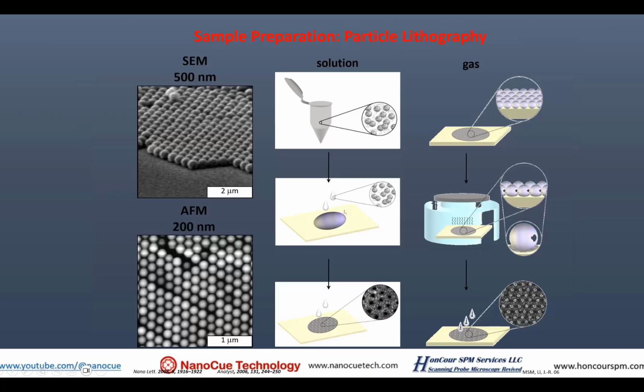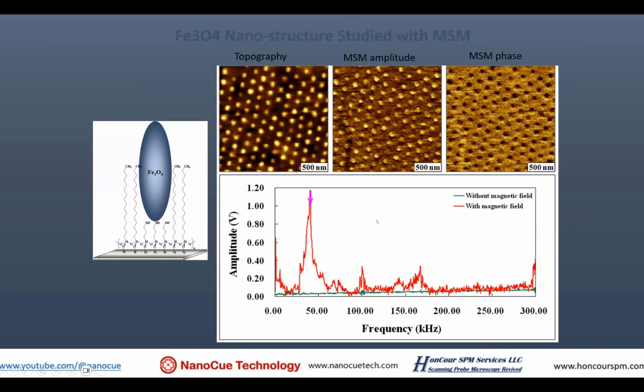This is a sample that we created to prove that concept. These are polystyrene particles, self-jammed on the surface, and we put a drop with different particles in it, for example iron oxide or ferritin molecules. They assemble on the surface with a hexagonal structure, and that's what it looked like. In the image on the right, we have the topography of these iron oxide particles, and we have the MSM, magnetic sample modulation, amplitude and phase, and these are detecting the magnetic response of the iron oxide.